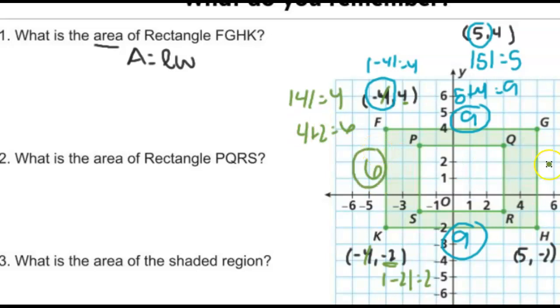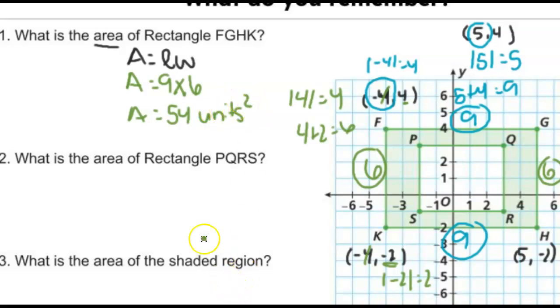So if this side's 6, this side is 6. We're doing area equals length times width, so we're taking 9 times 6. So area equals 9 times 6. And the area then is 54 units squared. Now let's look at the inside one, because that's what we're going to find next. So if the outside one was 54 units squared and it was bigger, this one has to be smaller.